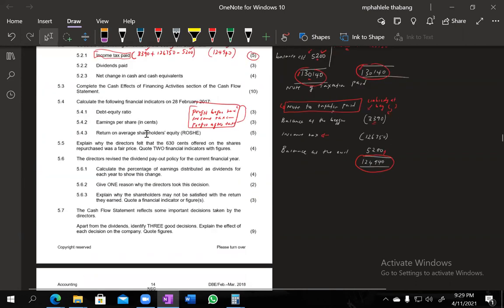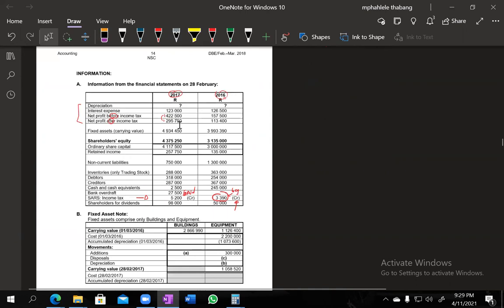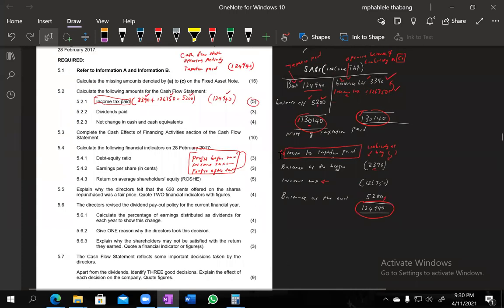Did I answer your question? 126,750. If you subtract these two, your question was irrelevant. Yes, you must know where it comes from, the income statement part, the difference between profit before tax and profit after tax. Did I answer you? Yes, sir. Okay, you are welcome. Any other question? Thanks for your question, it made a huge sense, because you must understand where figures come from.